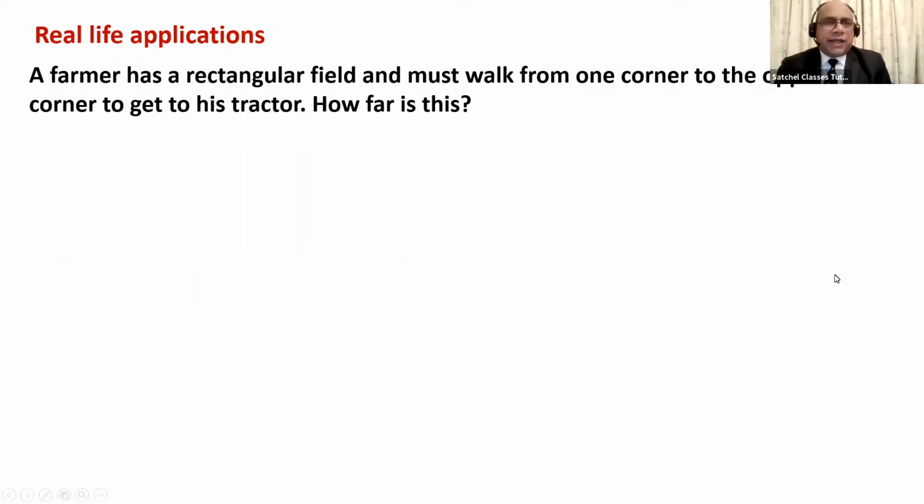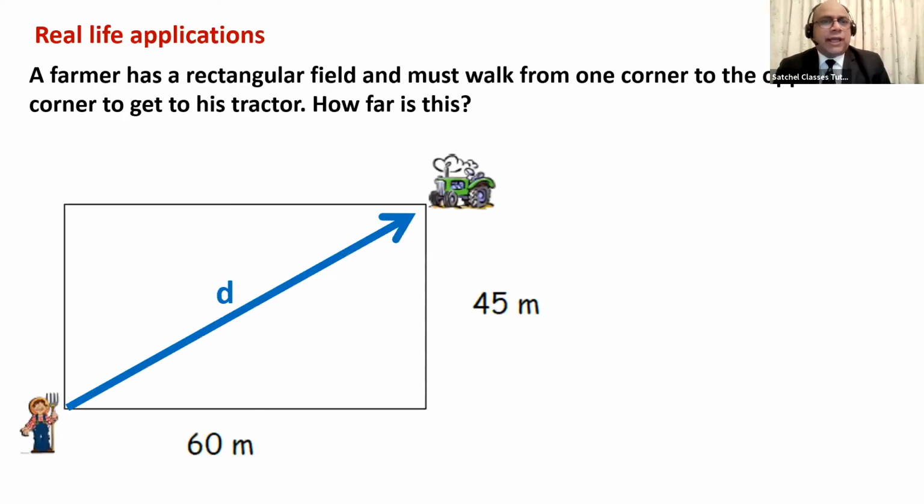A farmer has a rectangular field and must walk from one corner to the opposite corner to get his tractor. How far is this? Right? So here's the diagram given to you. You need to find out how far he walks. The rectangular field has a length of 60 meters and a width of 45 meters.